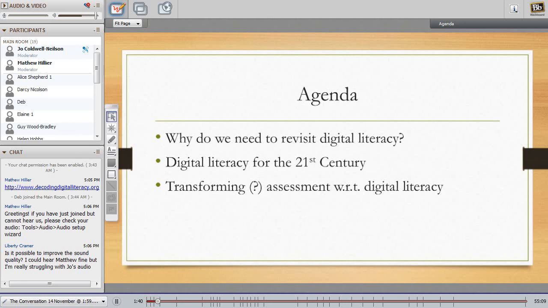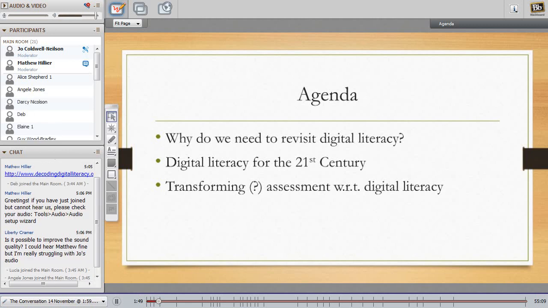And then use that understanding to talk a little bit about how we can transform assessment with respect to digital literacy. And this is some work that I undertook with the School of Optometry here at Deakin University.